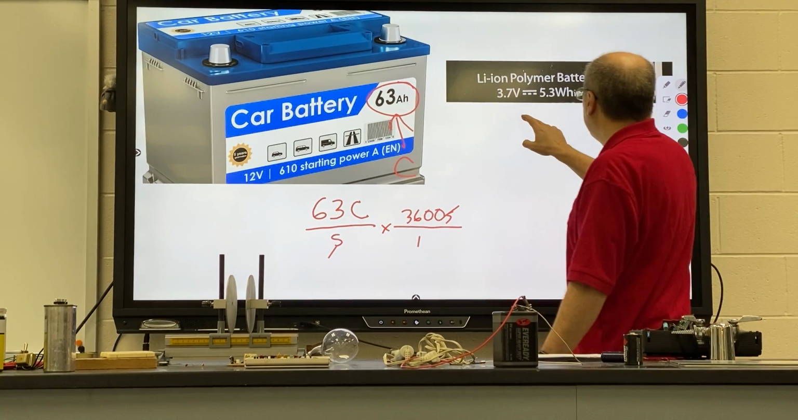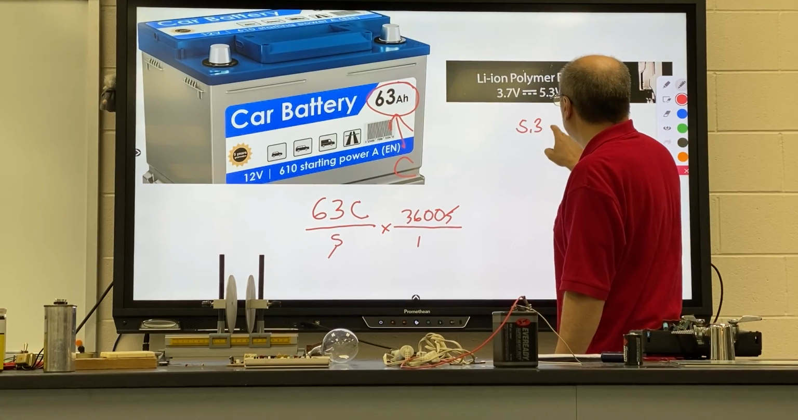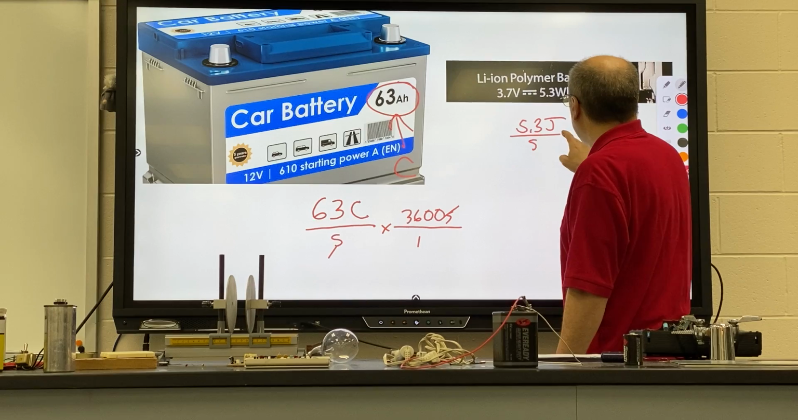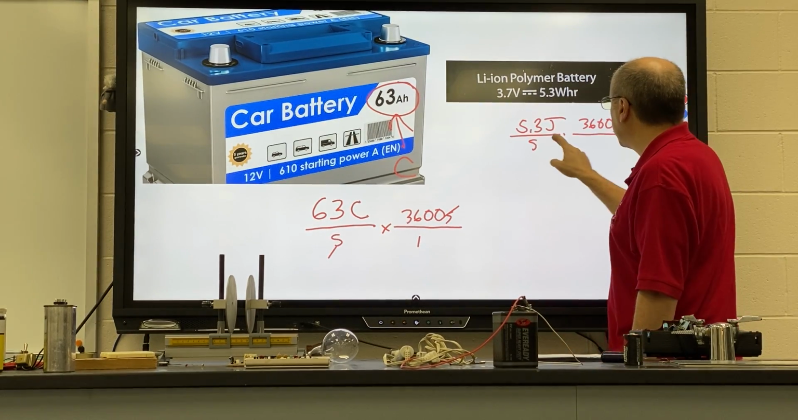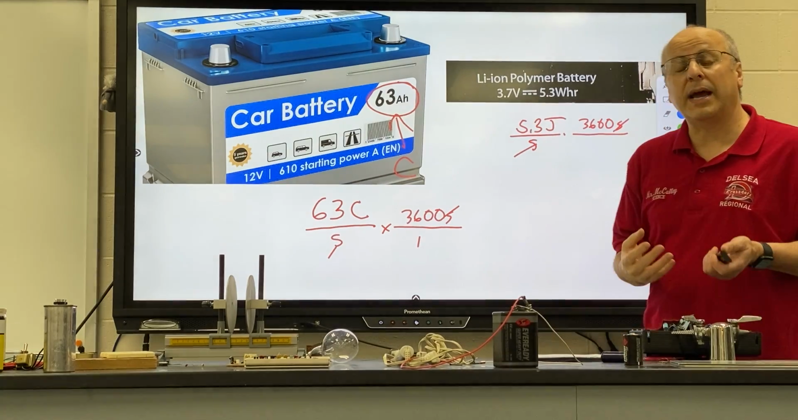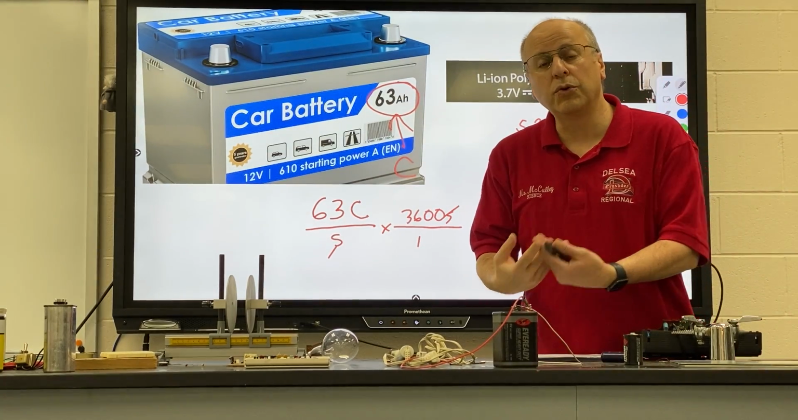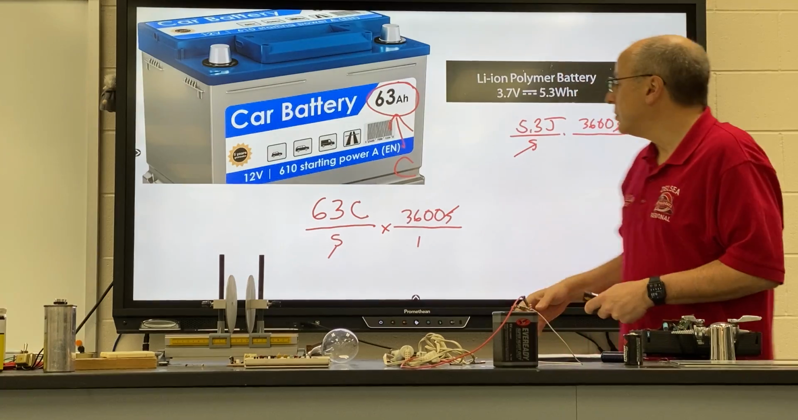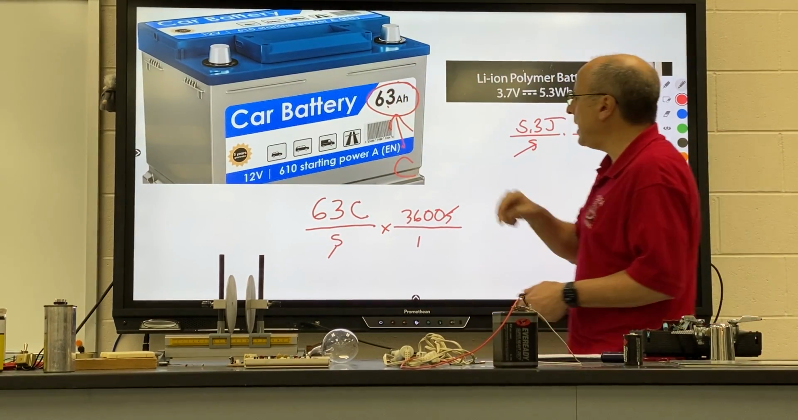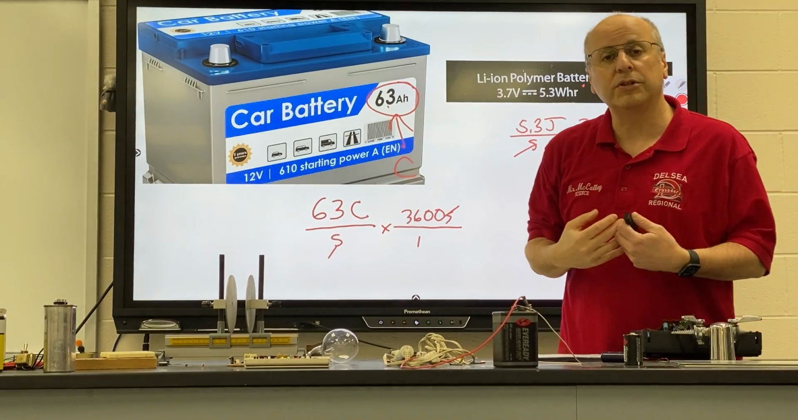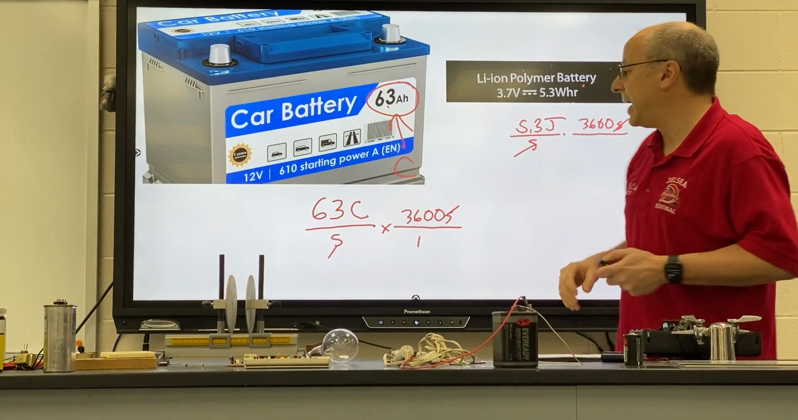Watt hours is going to be joules per second times 3,600 seconds. Seconds again cancel, and watt hours will tell you how many joules will be on your battery. So watt hours tells you the energy storage, and the amp hours is a way of telling you the charge storage for your battery.